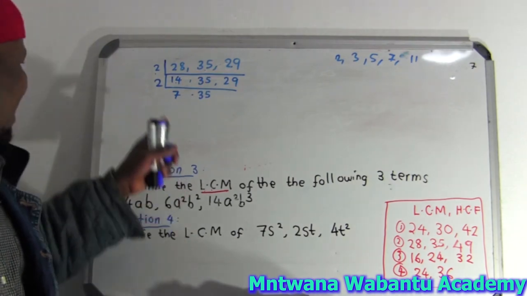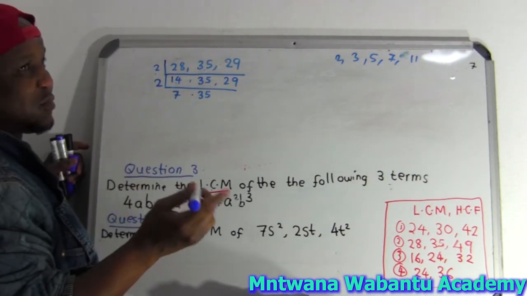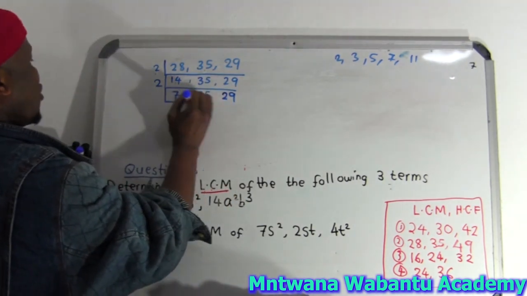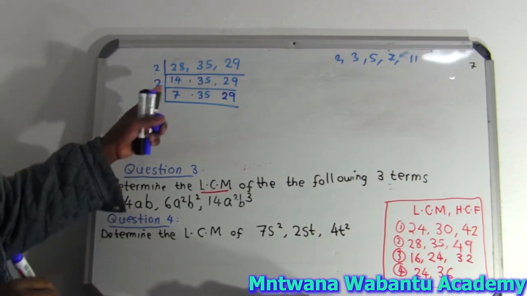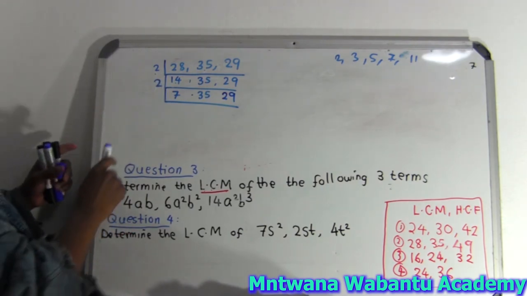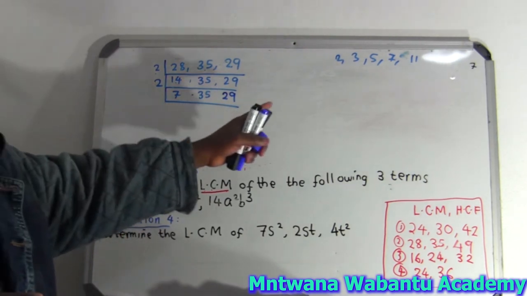Even 29, 29 divided by 2 is going to give you 14.5. So we don't want that, so write it exactly the way it is. Now you only divide by the number which is going to work. Now we come here. Can 2 still go? No. There's no number here that can go by 2.